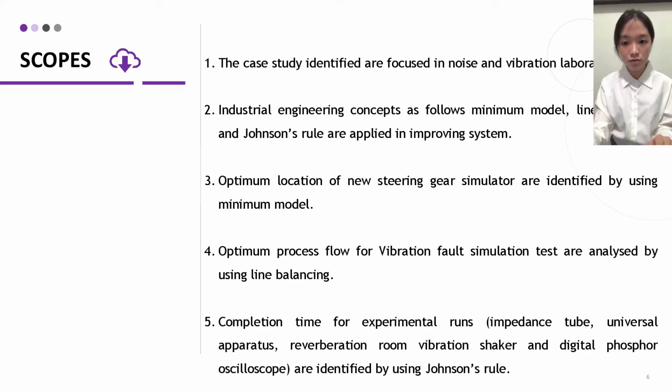Minisum model, line balancing, and Johnson rule are applied in the improvement system. The optimal location of the new steering gear simulator is identified by using the Minisum model, and the optimum process flow for vibration simulation tests is analyzed by using line balancing. The completion time for 5 experimental runs, impedance tube, universal vibration apparatus, reverberation room, vibration shaker, and digital storage oscilloscope are identified by using Johnson rule. That's all for me. Thank you.